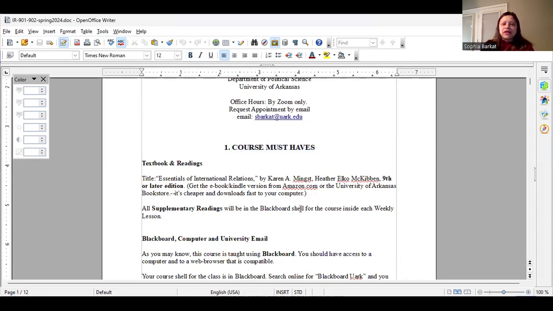So this will be the main source of reading, and sometimes we'll have supplementary readings. If there are supplementary readings, they will be in the weekly lessons folders. So when you enter Blackboard, you will see on the left-hand side, there's a menu. Let's go check that out right now while we can actually. Let's check out Blackboard.